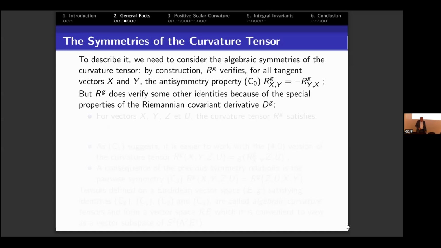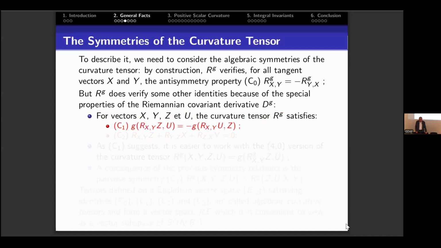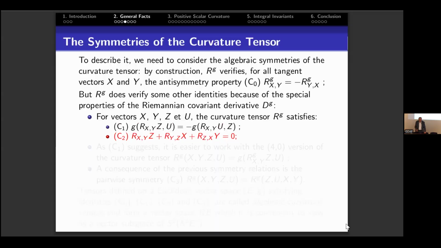And it has some properties. One of the key properties, of course, is the fact that the Riemannian covariant derivative leaves the metric invariant. So the covariant derivative of g is 0. This has a consequence: if you take the scalar product of the curvature with another vector, you get a skew symmetry there. This is directly related to the fact that the covariant derivative is metric, that is, it preserves the metric.